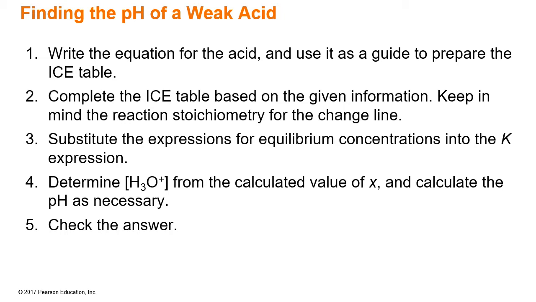So finding the pH of a weak acid requires us to write the equation for the acid as it reacts with water and use that to help us prepare an ICE table. We're going to complete the ICE table given the initial concentration of the acid, and we do have to remember the stoichiometry. We're going to substitute into the expression for the equilibrium concentrations, or the Ka, and we're going to determine the H3O+ concentration by calculating the value of X. From there, we can calculate the pH. We're going to also check our answer to make sure that we've done the calculation properly.